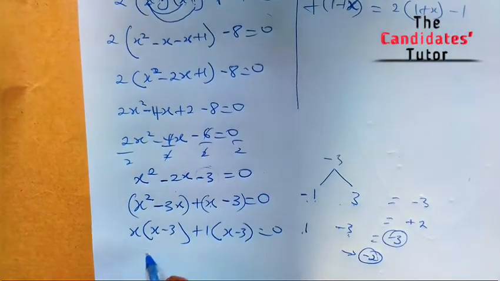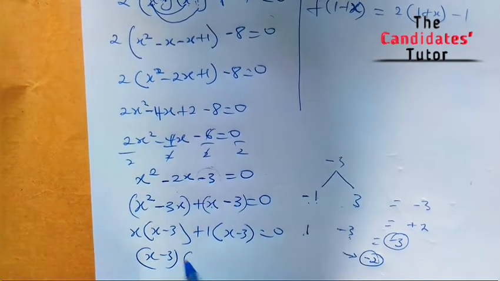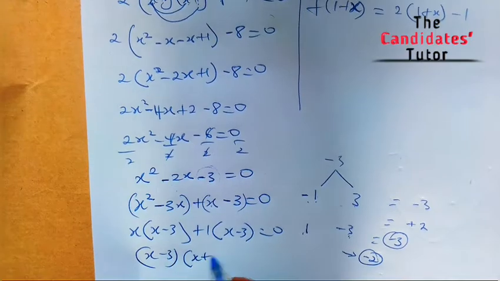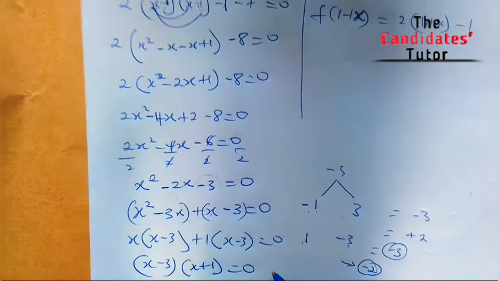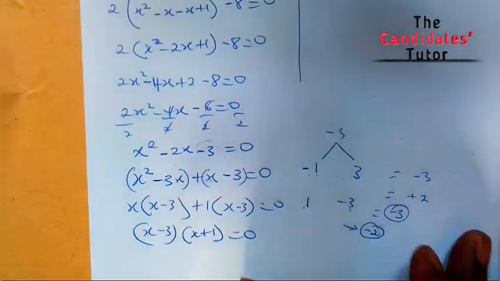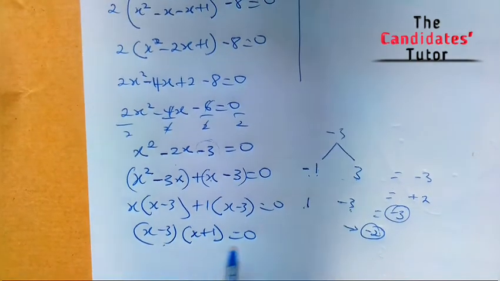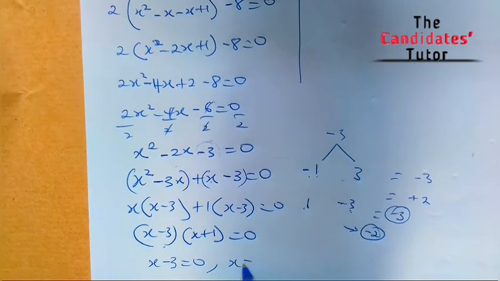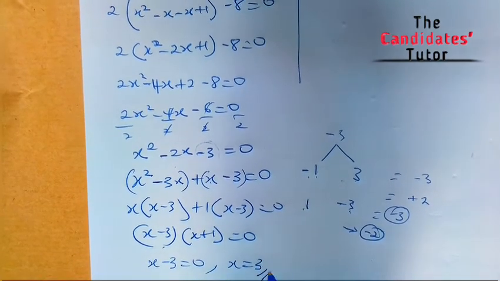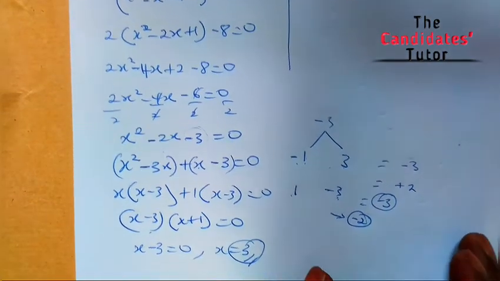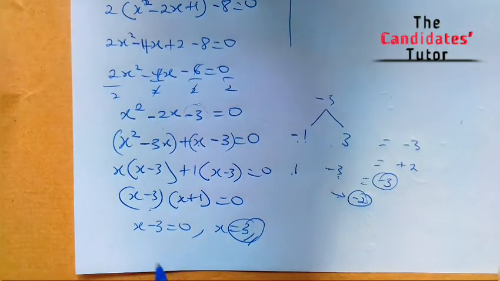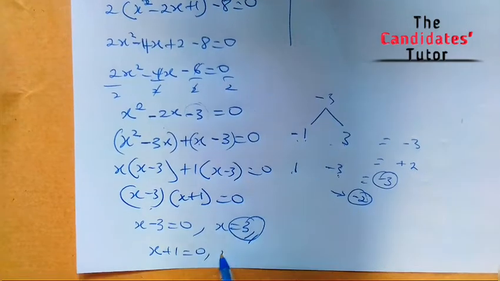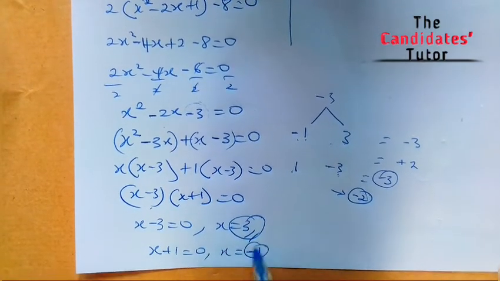Now we have x minus 3. Then we take those outside and we put them in a bracket. So x plus 1 equal to 0. Now we can see that if we are to equate each of them, equate this to 0, we have x minus 3 is equal to 0. We're going to get x to be equal to positive 3. That's the first value of x. And if we are to find the other one, x plus 1 is equal to 0, x will be negative 1. So that's the other value.